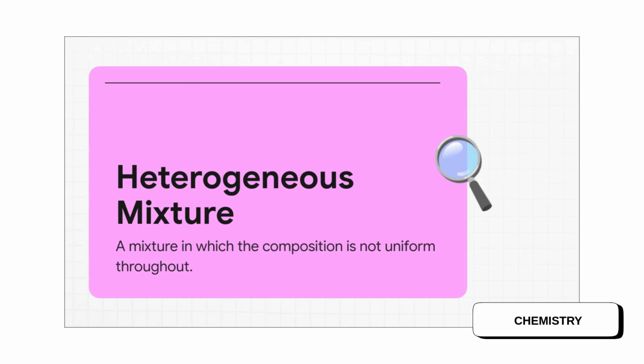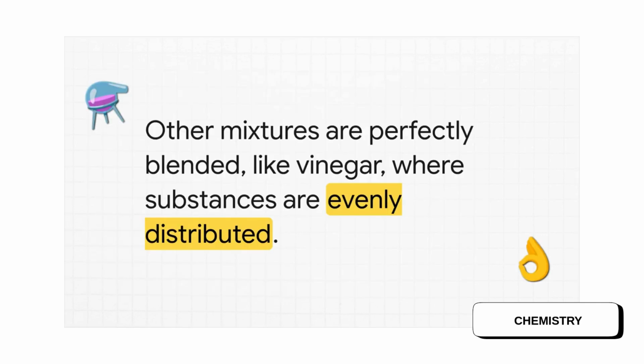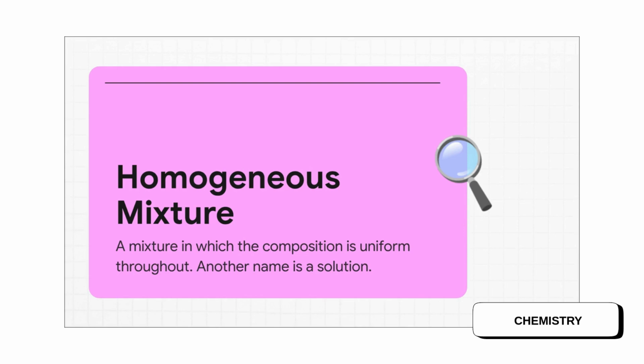And a good way to remember it is that the prefix hetero means different, which is perfect, right? It reminds you that the composition is different from one part of the mixture to another. But then you've got these other mixtures, like air or, say, vinegar. If you took a tiny sample of air from one side of the room and another from the opposite corner, their composition would be exactly the same. Everything is perfectly, totally, evenly blended. And yep, you guessed it, we've got a name for that too. A homogeneous mixture. Homo means same, because the composition is the same all the way through. You might actually know this by another name too, a solution.